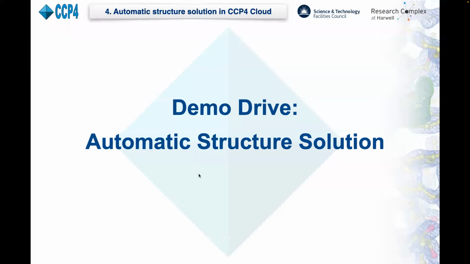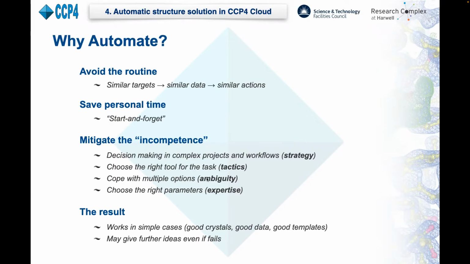So today, we will consider the simplest type of project in CCP4 Cloud, which is the AutoStart, aimed at providing the highest degree of automation that CCP4 can currently offer to you. A few words, if you let me. Automation is key, obviously, for getting rid of routine and saving human time, but also for mitigating incompetence. And I think this is by far the more important aspect of automation.